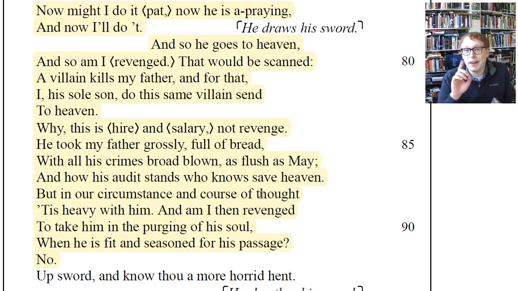All right. But here's the important part. Hamlet doesn't kill him here. He has his chance, but he doesn't. And here's why. Because he goes to heaven, and so am I revenged. But that would be scanned.